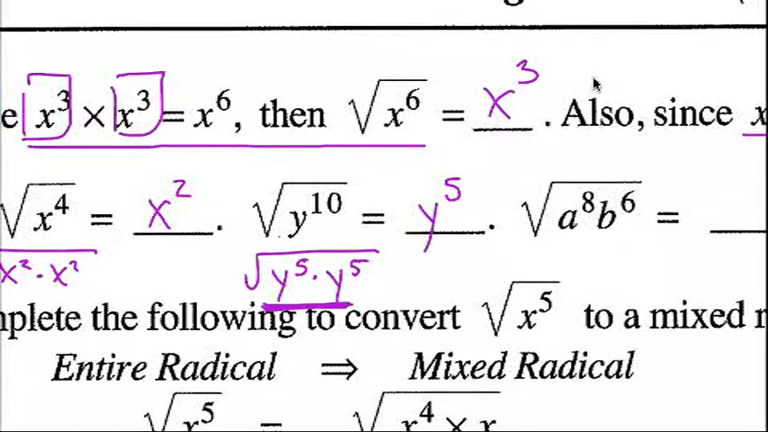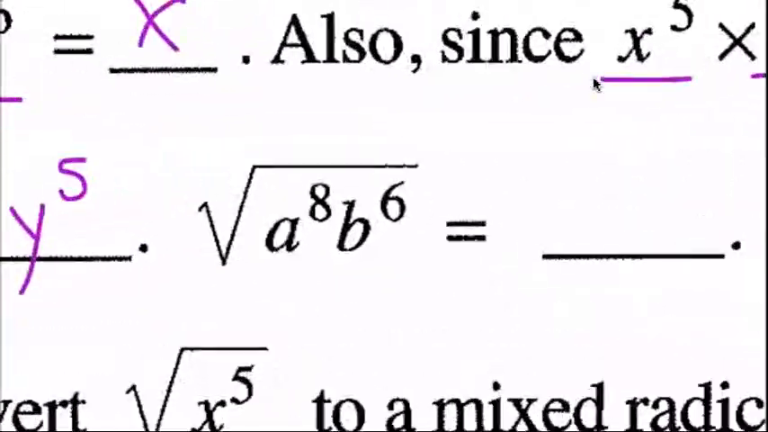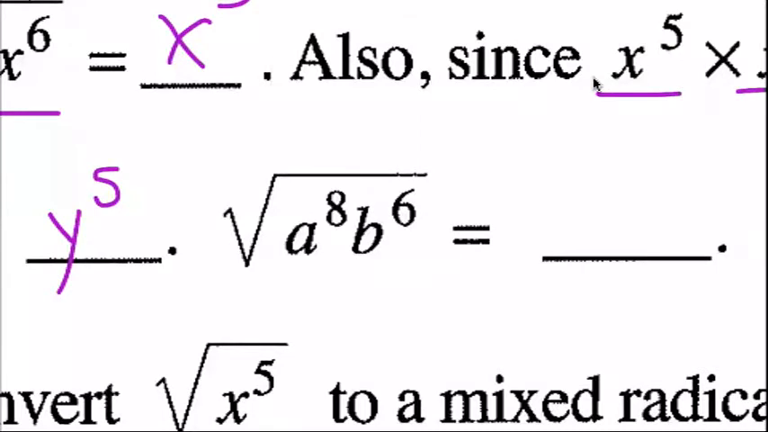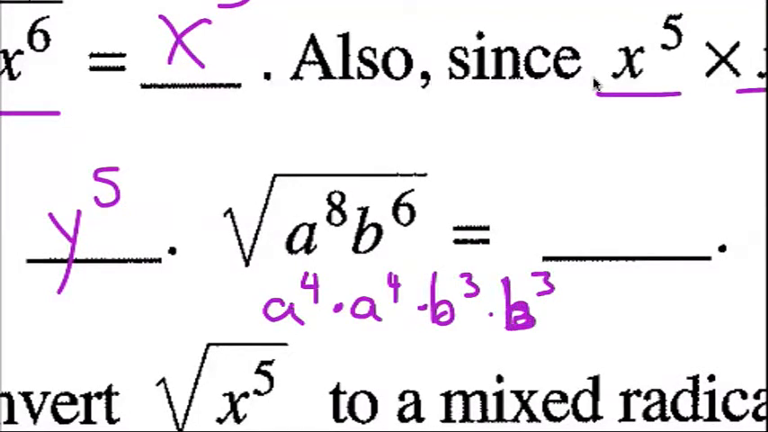A to the 8th, b to the 6th, square root. So this would be a to the 4th times a to the 4th times b to the 3 times b to the 3. That's a single b. So there's a group of a to the 4th, b to the 3rd. There's a pair of those. So it's a to the 4th, b cubed.